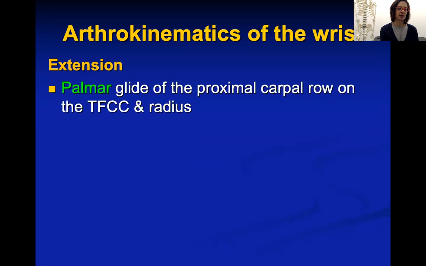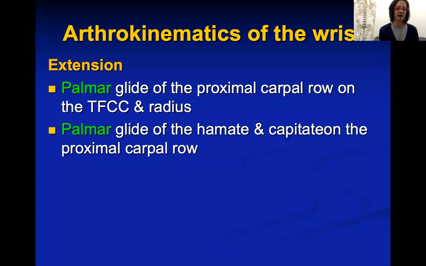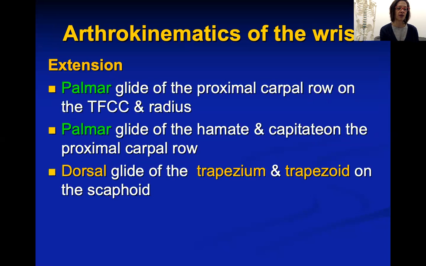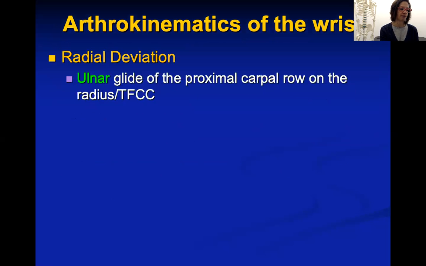Extension will be the opposite. So the proximal row will be a palmar glide. The hamate and capitate will be a palmar glide on the proximal row. But on the radial side, the trapezium and trapezoid will be a dorsal glide for extension.